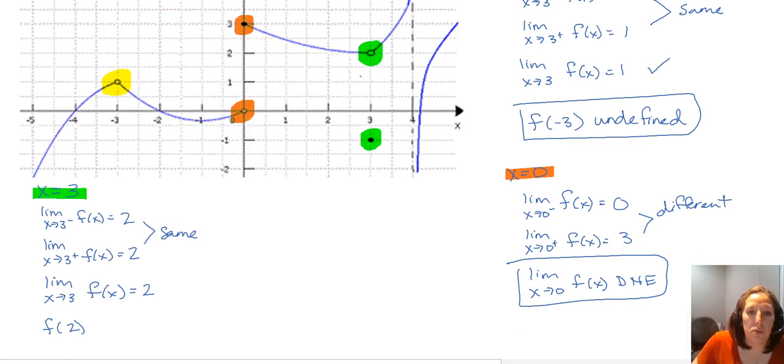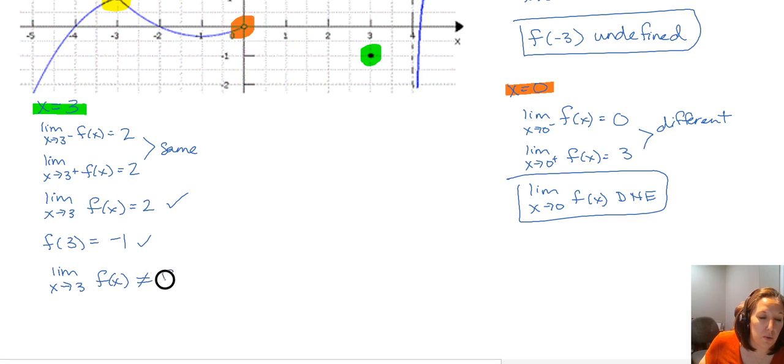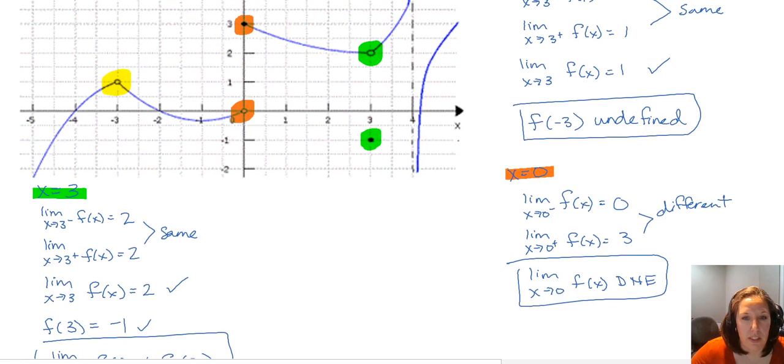For f of 3, we have an open circle here, but we do have a closed circle down here at a y value of -1. So that's a finite number. But the problem is that those are not the same. So this would be the third criterion that would be violated. The limit as x approaches 3 for our function is not equal to f of 3. So the third criterion is the one violated when x is equal to 3.